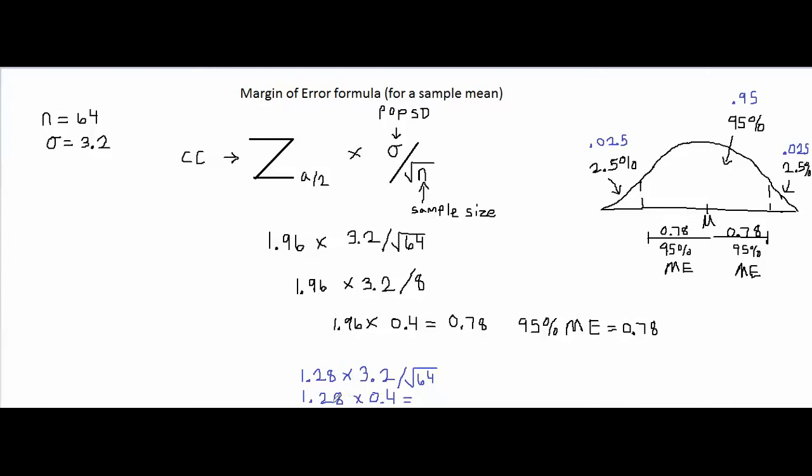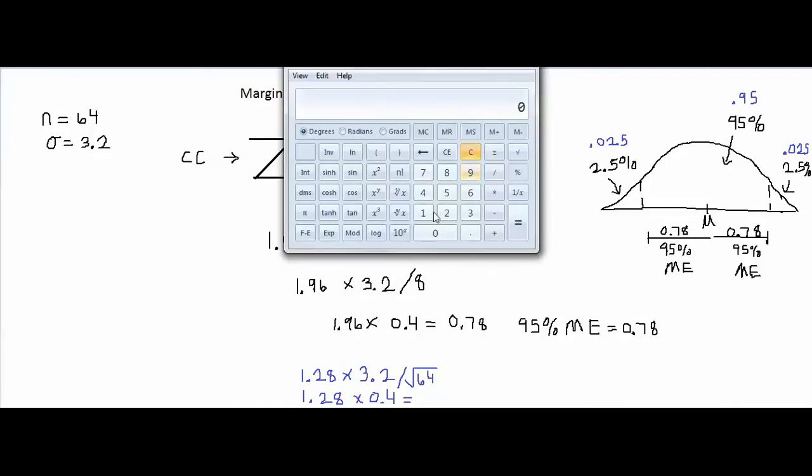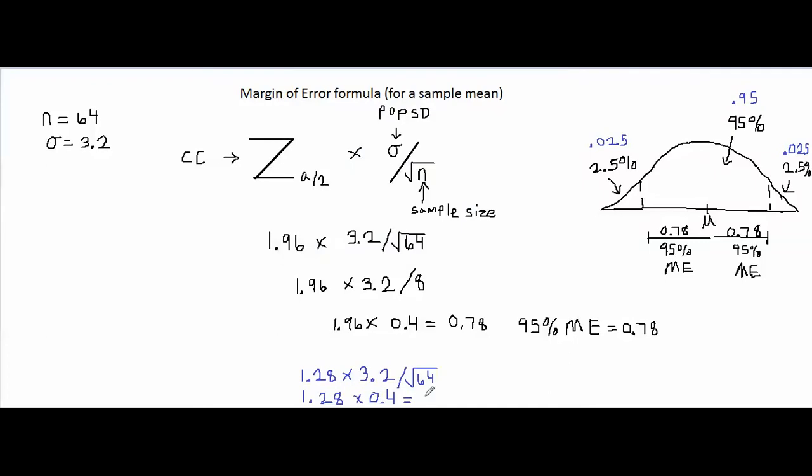So if you multiply 1.28 by 0.4, we get 0.51 rounded. And that's our 80% margin of error.